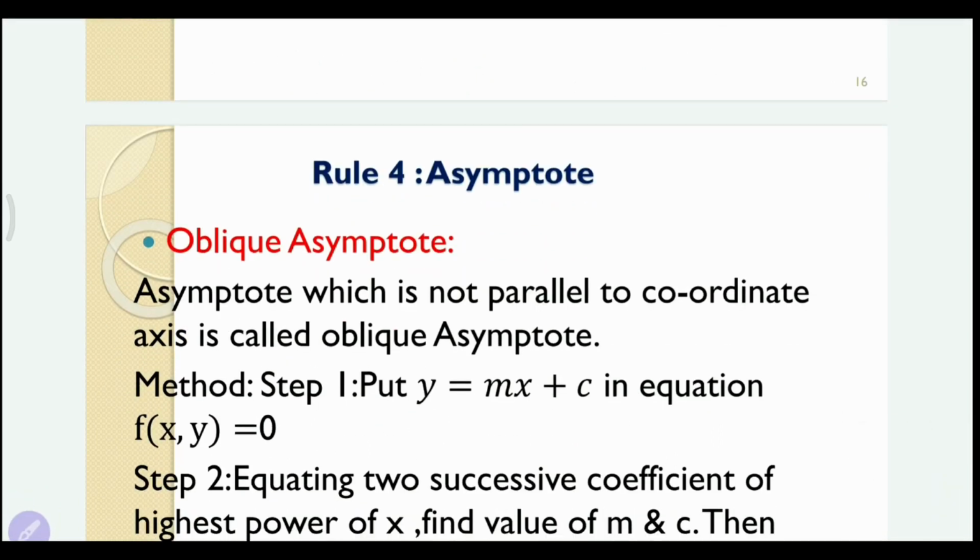Now one more kind of asymptote is there. Actually, in our syllabus we are not going to study this. Very rarely there will be a chance of a question on oblique asymptote. So let's skip this.